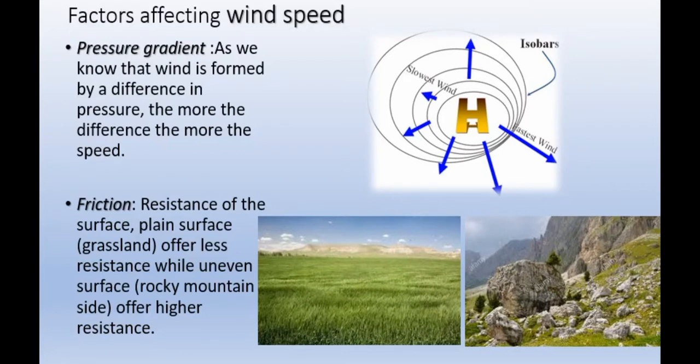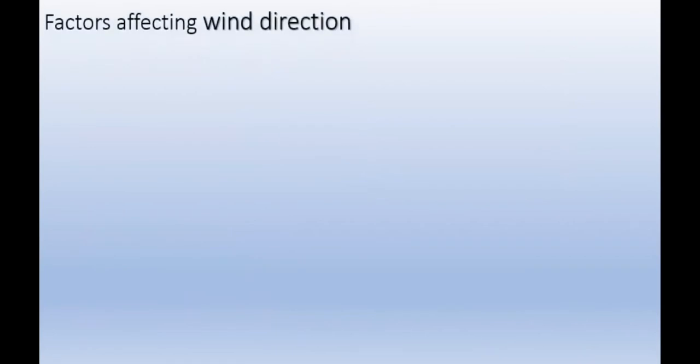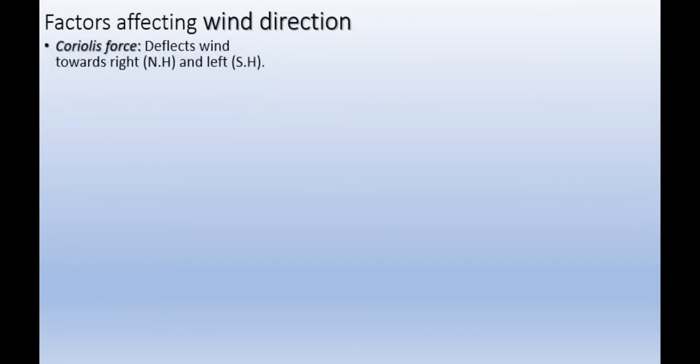Factors affecting the wind speed. According to the pressure gradient, we know that wind is formed by a difference in pressure. The more the difference, the more the speed. Friction, the resistance of the surface. The winds are named by the direction from which they blow. For example, the west wind blows from west towards east, and the northeast wind blows from northeast towards the southwest.